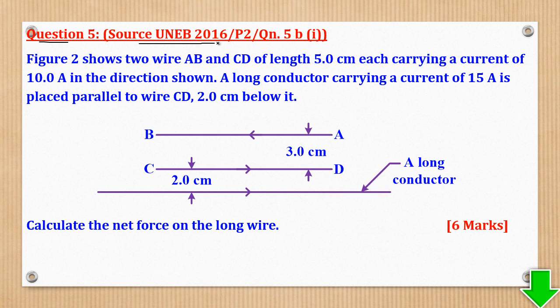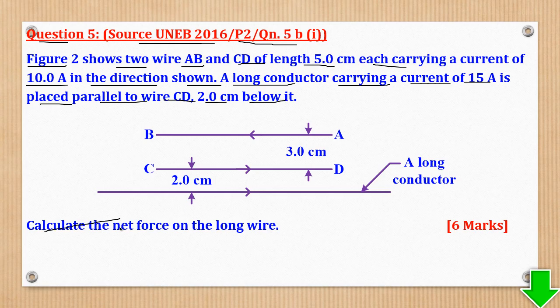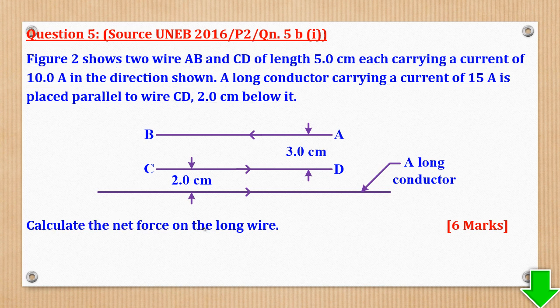Question 5 came from UNEB 2016, paper 2, question 5b, Roman 1, and says, figure 2 shows two wires AB and CD of length 5 centimeters each, carrying a current of 10 amp in the direction shown. A long conductor carrying a current of 15 amps is placed parallel to wire CD 2.0 centimeters below it. Calculate the net force on the long wire, which is this.